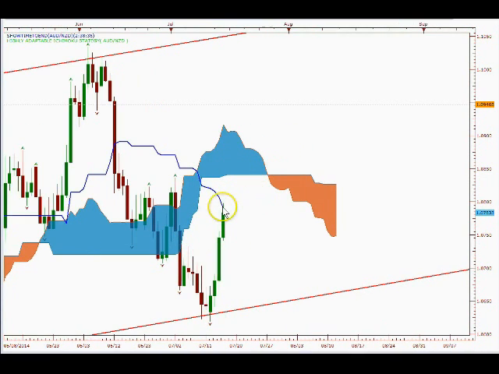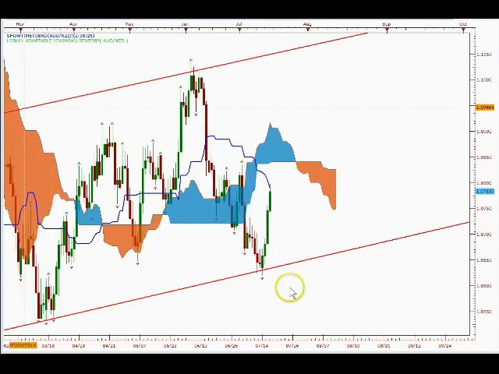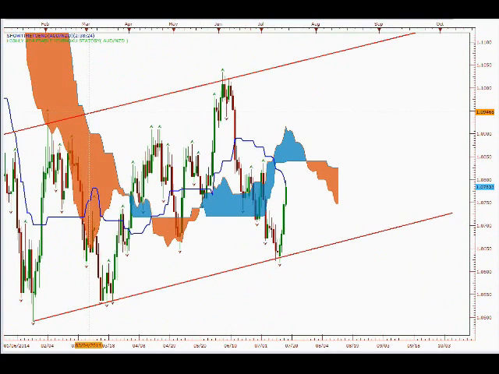Now, if that doesn't hold true, we'll see the Kijun-sen hold as a resistance level. Then we'll look for some formation to get into the market and take it short down maybe to this level and then see where we go from there. All right, so that's the Aussie New Zealand dollar on a daily time frame.